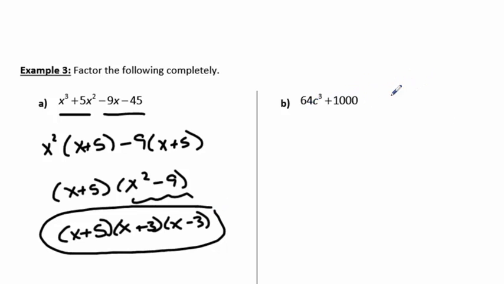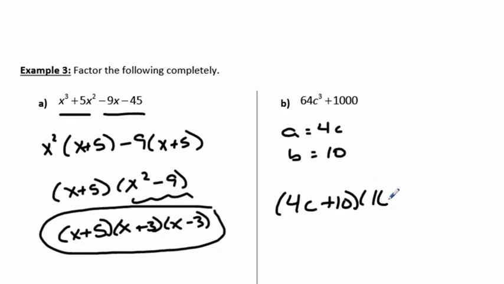Part B, this is a sum of cubes. The a in the formula is going to be 4c, since 4 cubed is 64. And the b in the formula is going to be 10, since 10 cubed is 1,000. So we're going to factor this into 4c plus 10 times 4 squared is 16, c squared, minus 4 times 10 is 40, c plus 10 squared is 100.